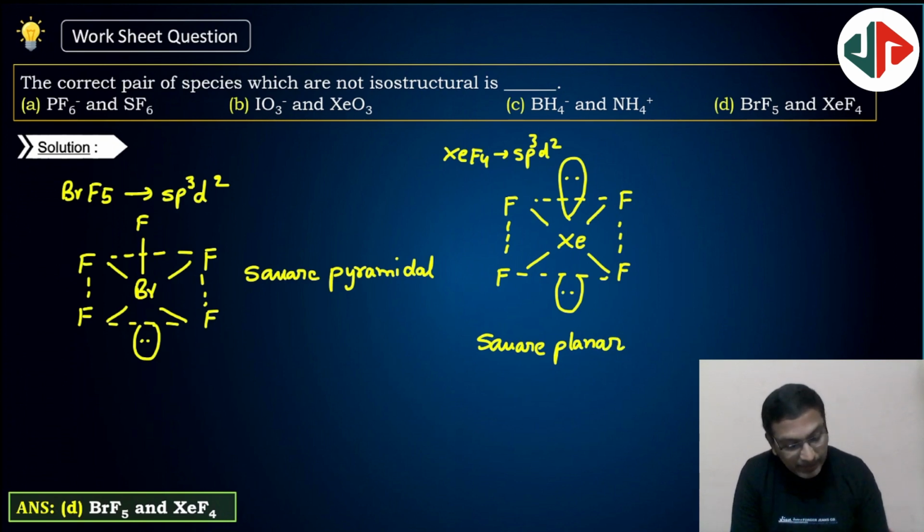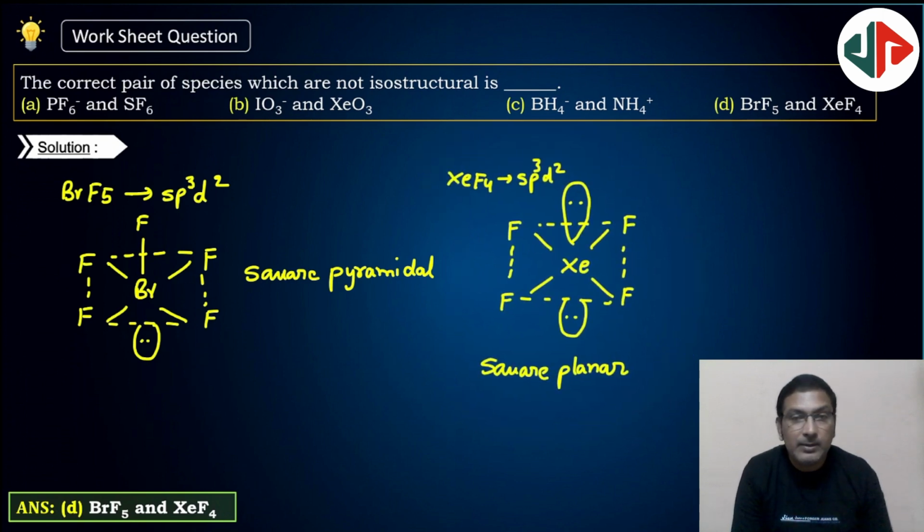So these two will be having different structures. The first one is square pyramidal and the second one is square planar. Both are sp3d2 hybridization. Therefore, the correct pair of species which are not isostructural, that means not having the same structure, are option D, BrF5 and XeF4. Both are having different structures. Next one.